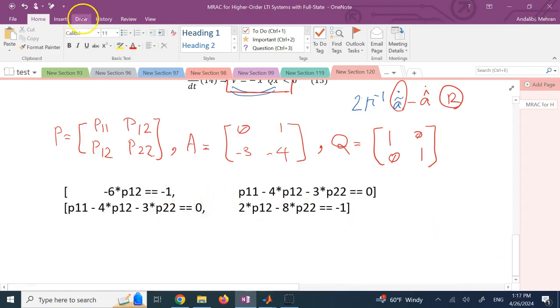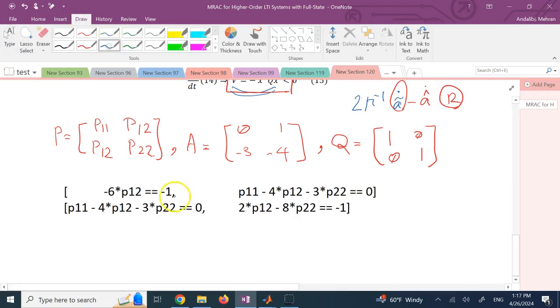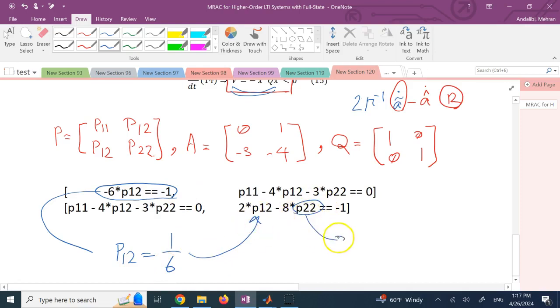Okay, now if you solve here from this first one, clearly you can see that P12 is going to be 1 over 6. And then if you plug it right here, you can solve for P22. And if you solve for it, you can see that P22 is also 1 over 6.